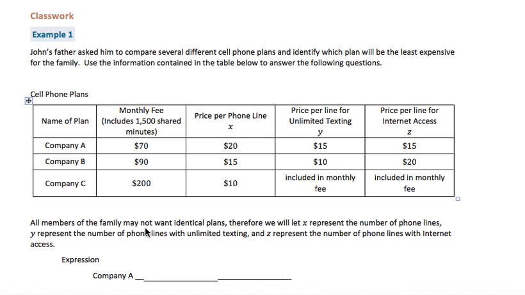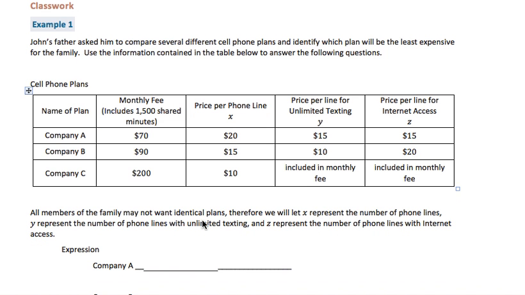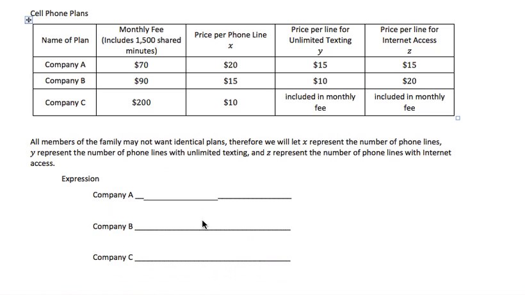All members of the family may not want identical plans. Therefore, we will let X represent the number of phone lines, Y will represent the number of phone lines with unlimited texting, and Z will represent the number of phone lines with internet access. The first thing we need to do is write expressions for each of the cell phone plans. So we'll actually go across each row to write the expression.